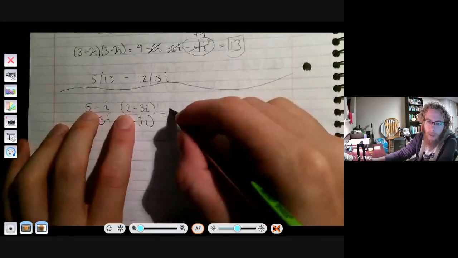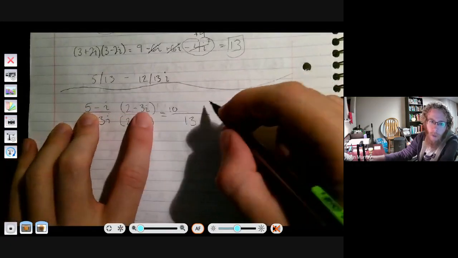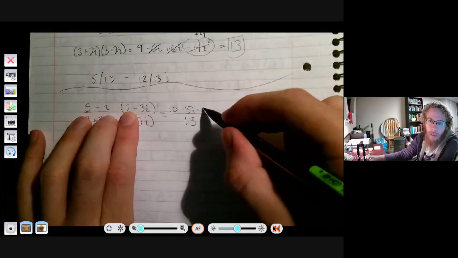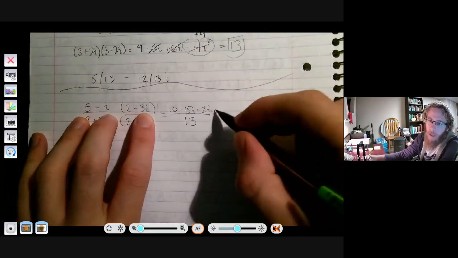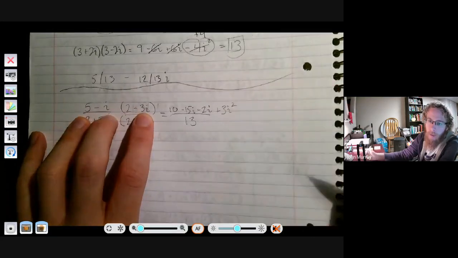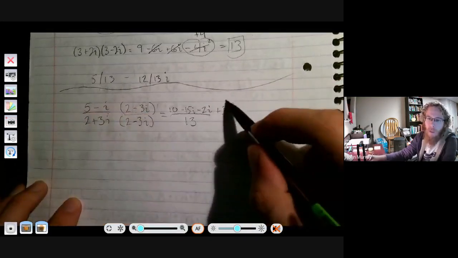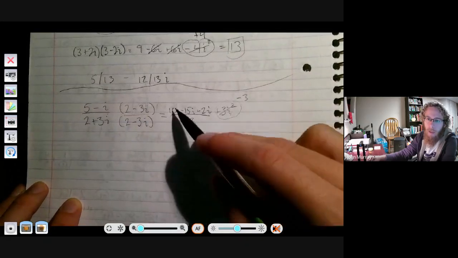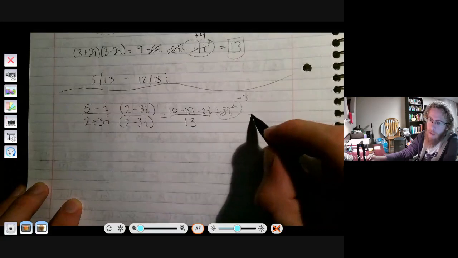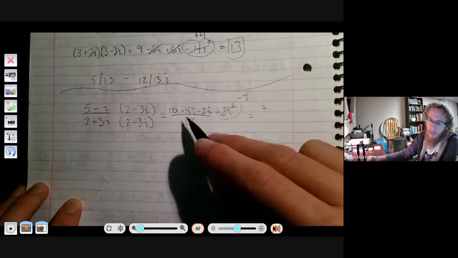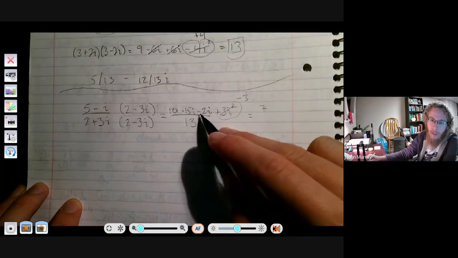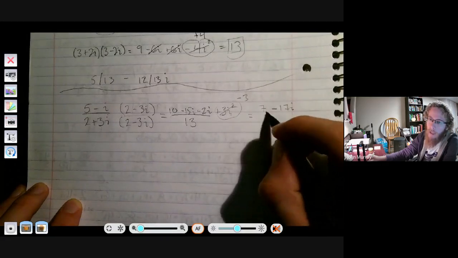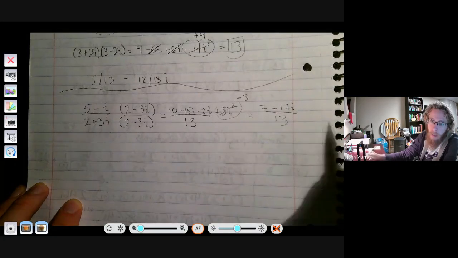In the numerator, we get 10, negative 15i, negative 2i, positive 3i squared. So this is going to change to a minus 3. 10 minus 3 is 7. Negative 15 minus 2 is negative 17i over 13.